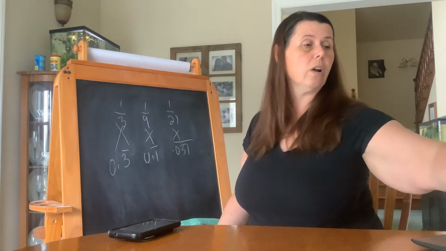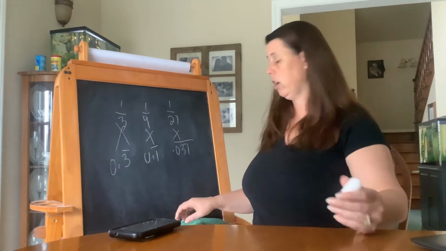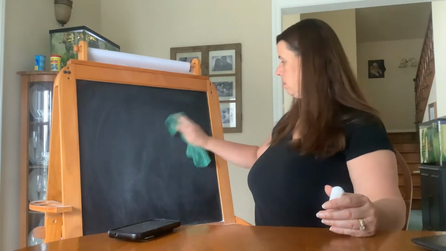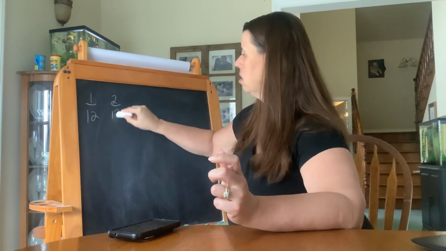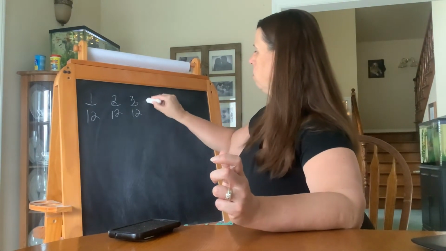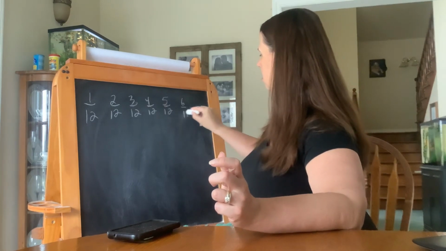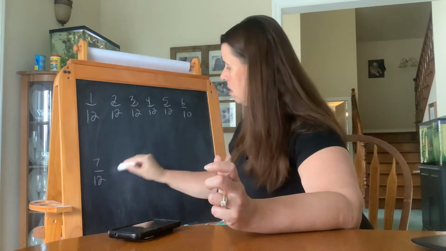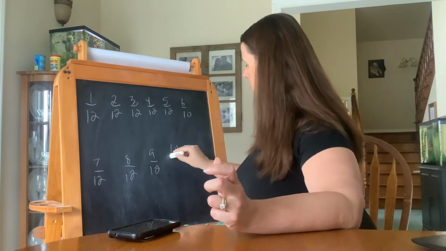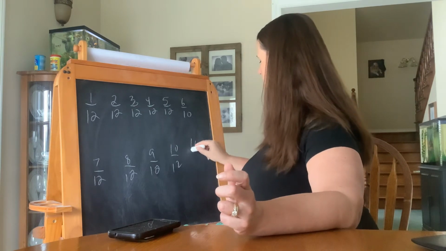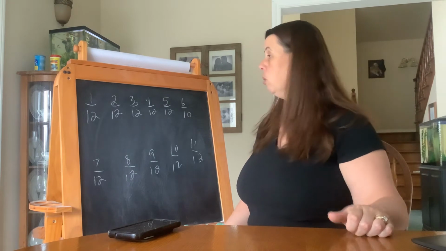Okay, write out the twelfths from 1/12 to 11/12. Okay, 1/12, 2/12, 3/12, 4/12, 5/12, 6/12, 7/12, 8/12, 9/12, 10/12, 11/12. Okay, did it. Write them all in lowest terms.